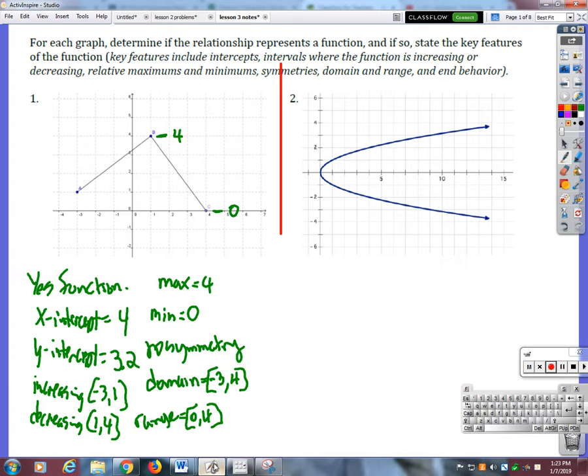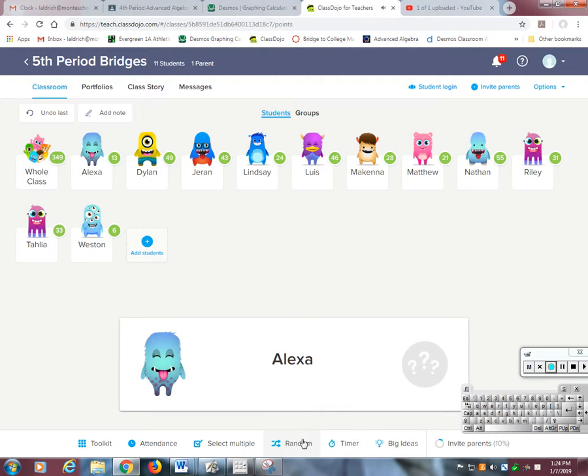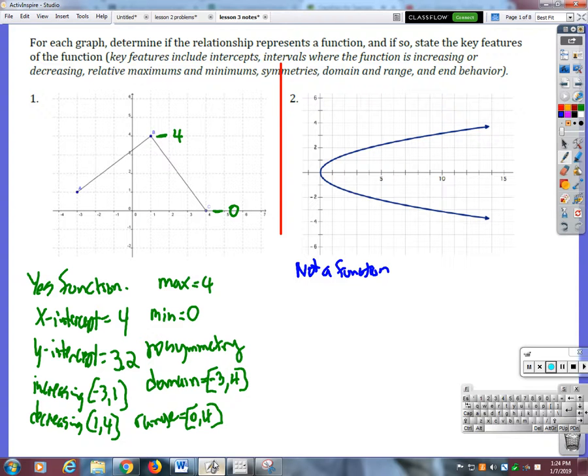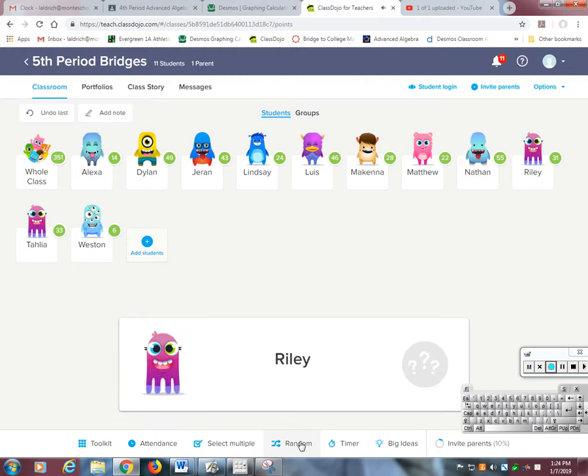All right. Dylan, not a function. Nice. Because that fails the vertical line test. All right. Next question is the x and the y intercepts. So Matthew, what's the x-intercept? And what's the y-intercept? Awesome. Okay, crosses right there at the origin, 0, 0, so that makes both of the intercepts 0.